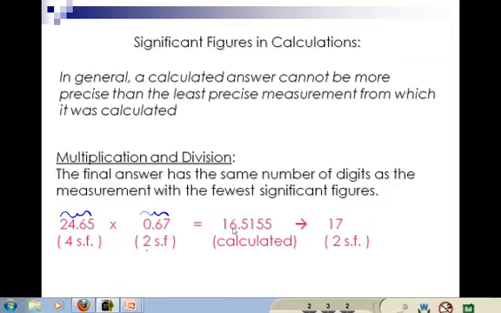But the problem is I can't have a number that significant. I only have one with 2 sig figs in it. So I take this very, very long number and I have to round it down to my least number of sig figs, which is 2. So my 16.5, the 5 will then round that 6 up and it becomes 17.